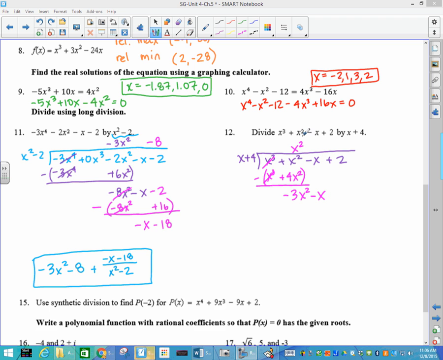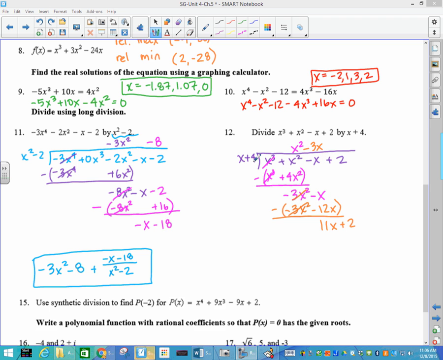X times what is minus 3x squared, and that's minus 3x. So minus 3x times x is minus 3x squared, and minus 3 times 4 is minus 12x. So I subtract that, and again, first terms give me 0. Minus x minus a negative 12 is going to be 11x.